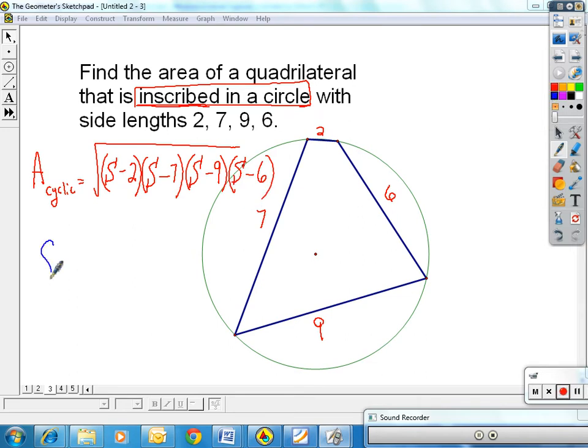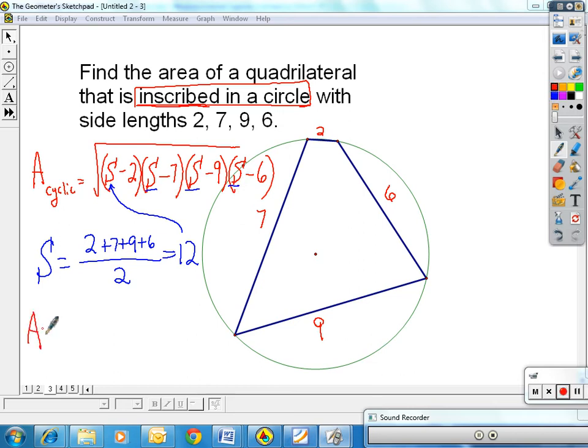What's our semi-perimeter? Well, let's just find our perimeter. 2 plus 7 plus 9 plus 6. And divide all of that by 2. Okay, so add those up and divide by 2. What do we get? We get 12, right? Semi-perimeter is 12. So now I'm just going to take 12 and plug it in for all of my s's and calculate.